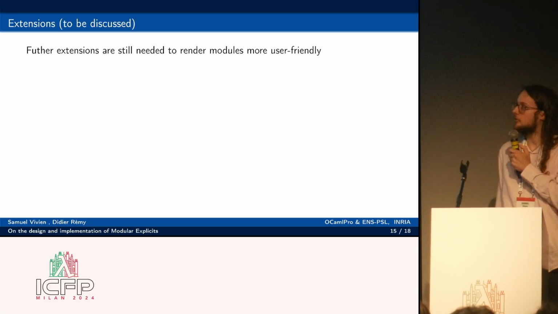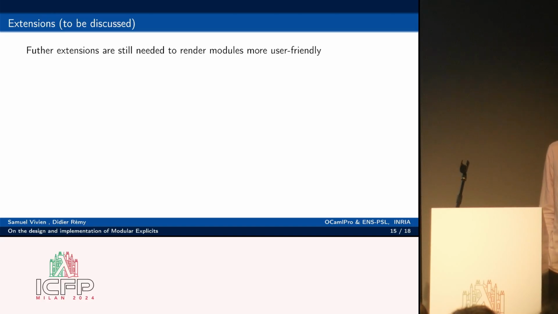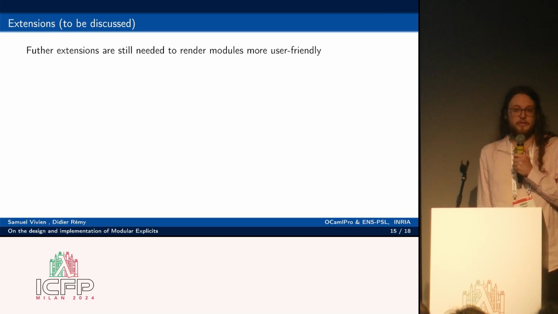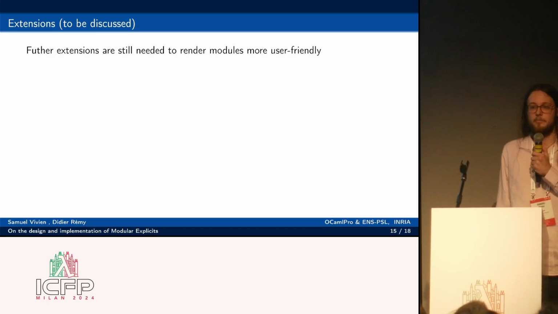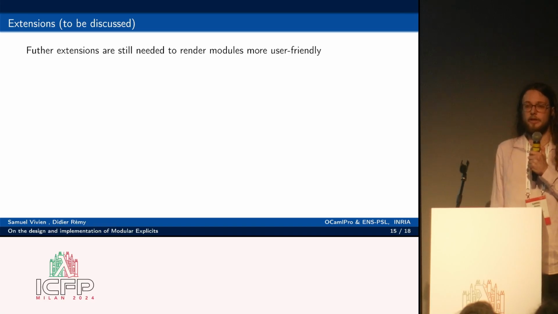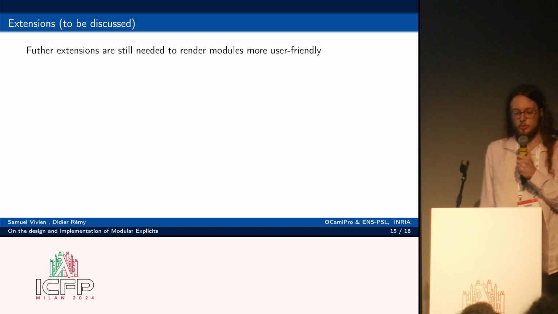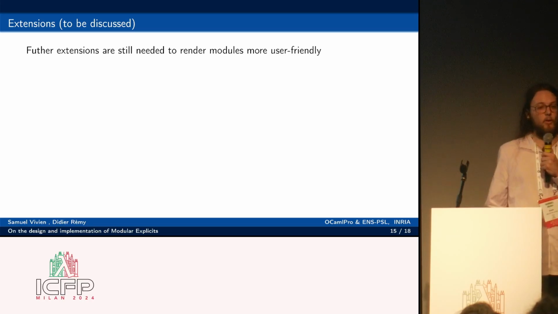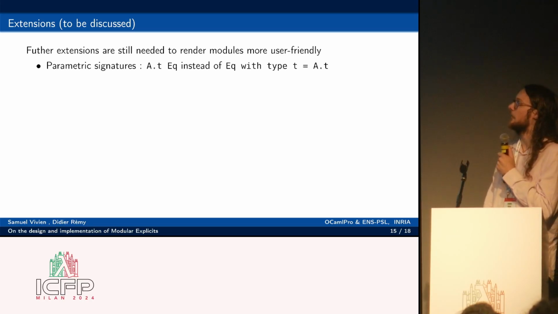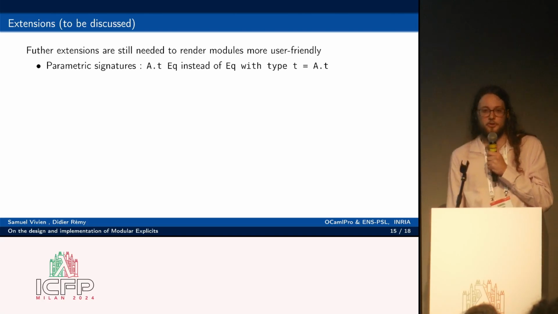So yeah, we have a cool feature that enables us to use modules a bit more easily. However, there is still work that needs to be done in order to let people use modules freely in OCaml inside the core language. And I hope that all these features will one day be in the compiler. First thing will be parametric signatures.